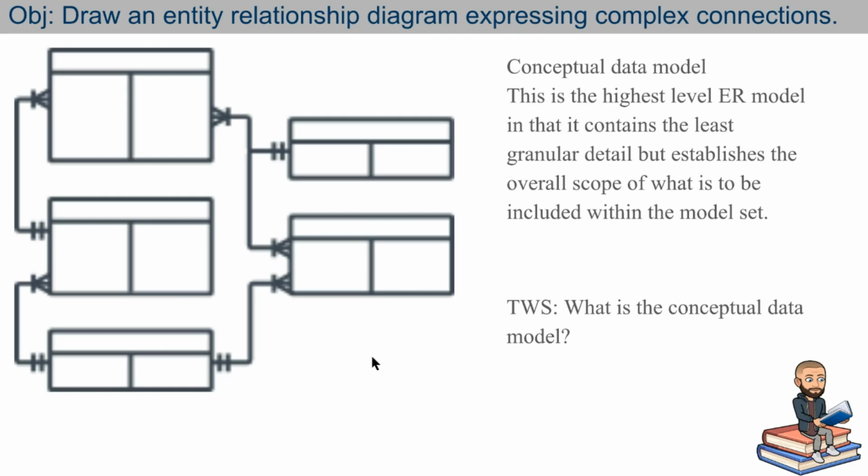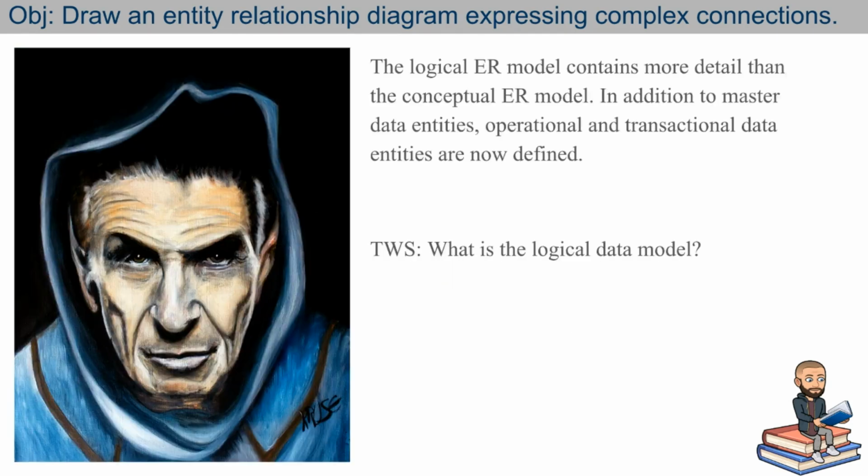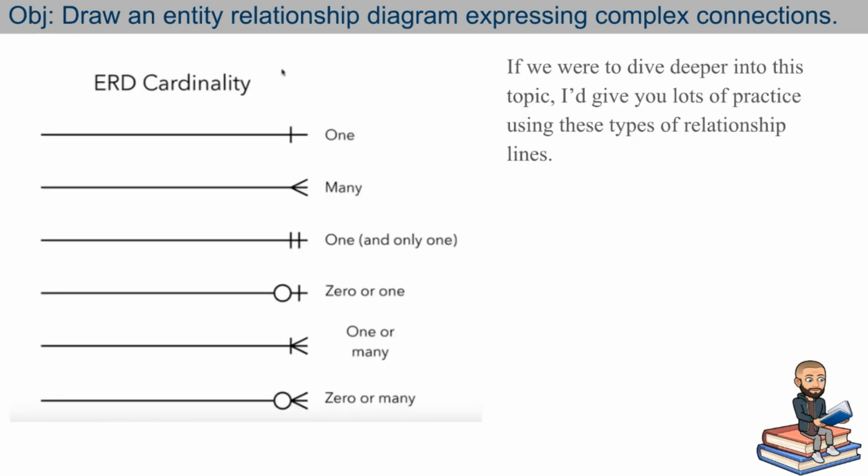But for now, just know that we can have this big conceptual model, and then we can have a logical model. The logical entity relationship model contains more detail than the conceptual one, okay? In addition to master data entities, you'll be looking at operational and transactional data as well. So I know you'll need some more examples about that. Here is the example. If we were to dive deeper into this topic, I would want you to practice with these different symbols, but for now we just don't need to.